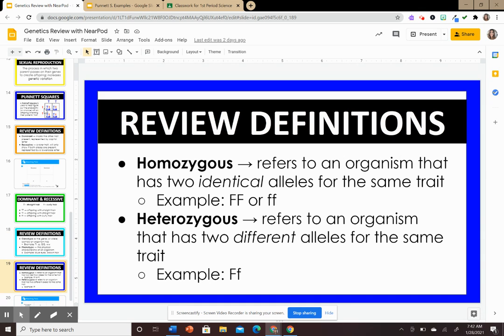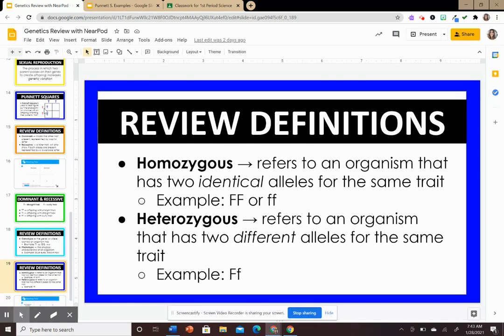And then for slide 19, homozygous versus heterozygous. So homozygous refers to an organism that has 2 identical alleles. Okay, so big F, or little f. So that means the letters are going to look exactly the same, right?